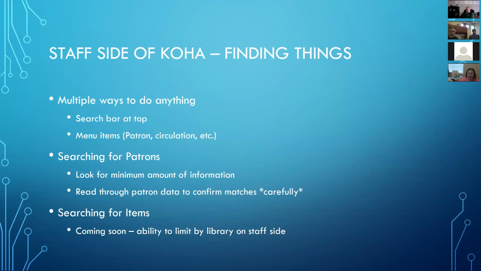But one of the things we have coming soon, this is a development that we have paid for. We've paid for half of it. We'll pay for the other half when they install it in our system. It's the ability to limit by library on the staff side. So if you go to the OPAC and do a search, you can say, I just want to find things at the Bonner Springs library, and you'll limit it by that. In the staff side, that's not possible. You can, after you've searched, then limit to Bonner Springs, but you can't do it to begin with. So that's something that's coming soon.